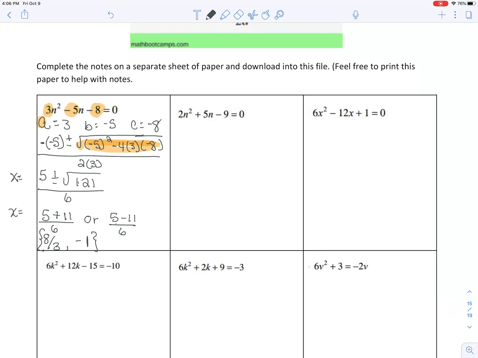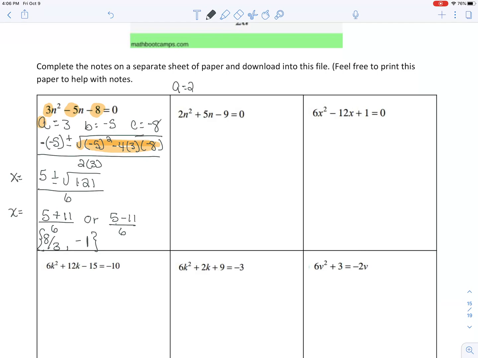These are our two answers to the equation. If we were to graph these in Desmos, we would see that the graph would cross the x-axis at negative 1 and it would cross at 8/3. Okay, let's do another one.